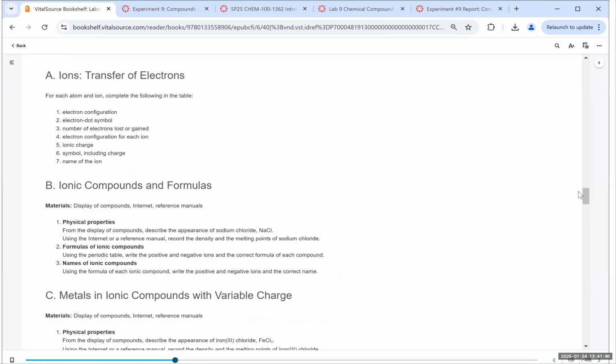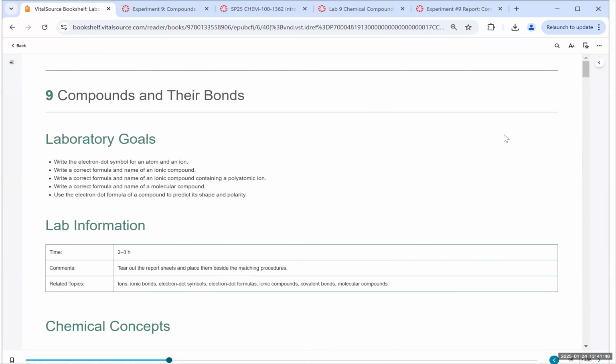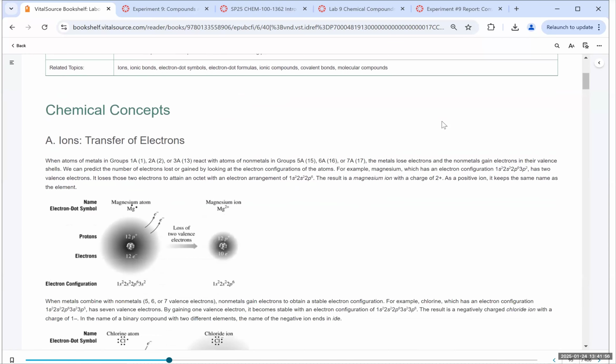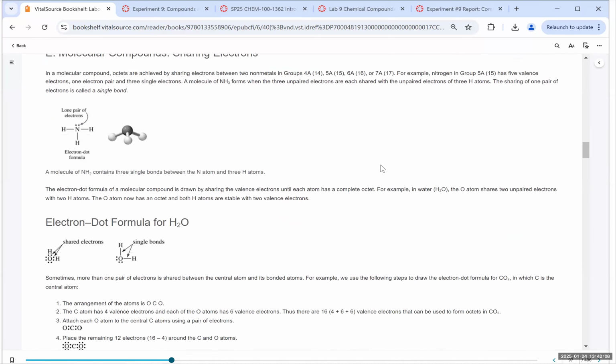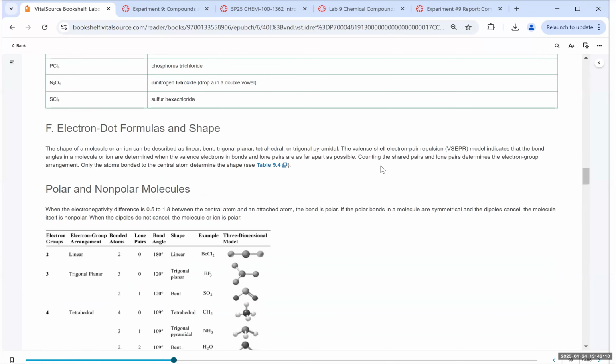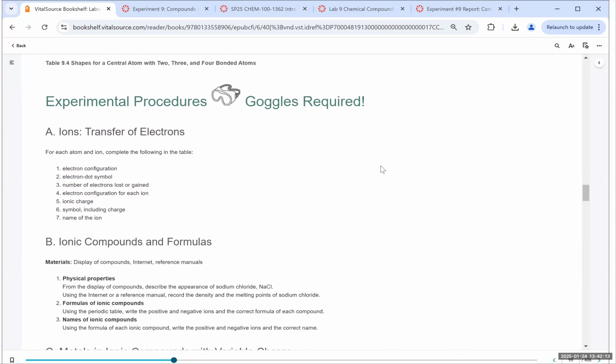So here is Experiment 9 in the lab manual. We have Experiment 9, Compounds and Their Bonds. It has some lab information, and it provides a summary section. Again, I would recommend reading the introduction summary section for Experiment 9 in your lab manual. Scrolling past this introduction section, we're now ready to look at the experimental procedure.